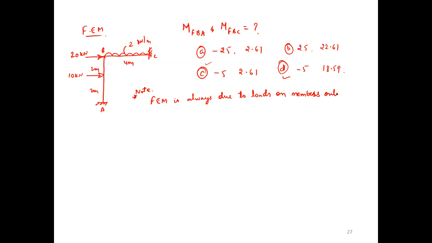Members only. This is a very, very important point. Fixed end moment is always due to member load only. Here, this 20 is a joint load. So don't consider this joint load while you are computing your FEM. For FEM you are going to consider only the member load, even though you do not have an equation for joint load. Please remember that.